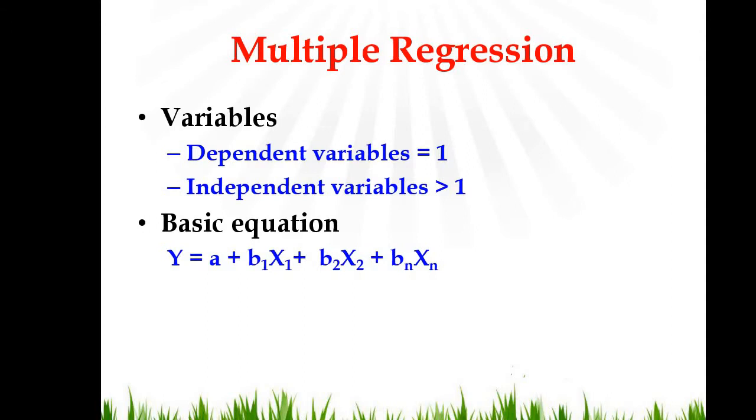So in other words, every beta coefficient will actually be measuring the impact of that variable on the dependent variable. For example, beta 2 will measure the impact of x2 on y, and beta n will measure the contribution of xn in y, and so on.